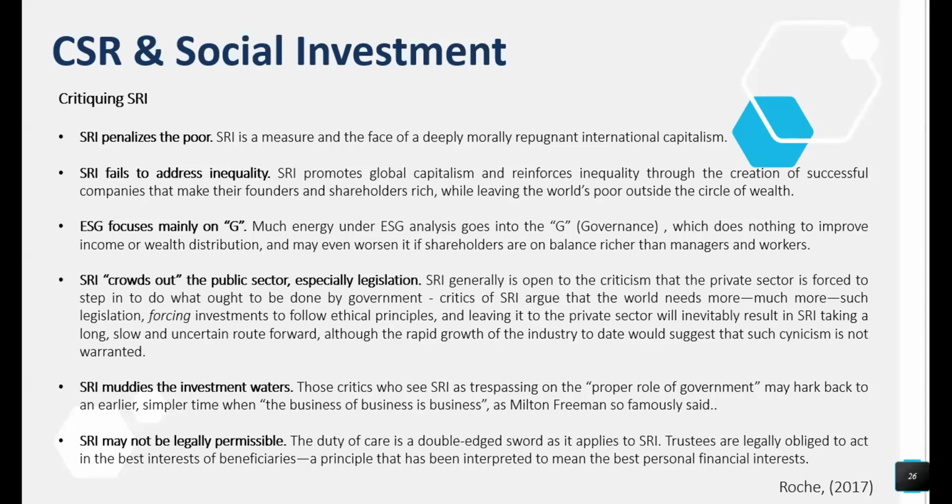And governance doesn't improve income or wealth distribution. And then it might worsen if shareholders are wealthier than managers and workers, which they are. Shareholders are always wealthier than managers and workers. And then SRI crowds out the public sector, especially legislation.